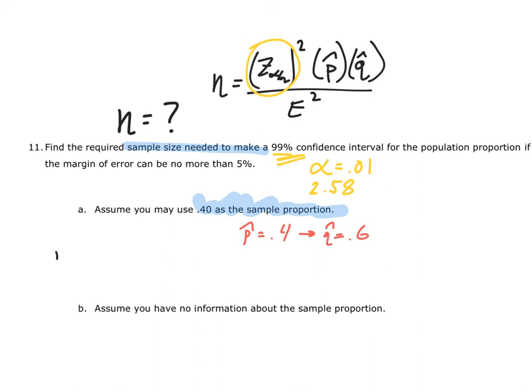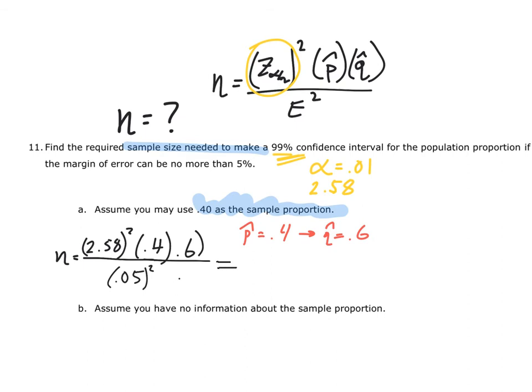I know that my n is equal to my zeta value, which was 2.58 quantity squared times p hat, which is going to be 0.4, times 0.6 for q hat, and I'm going to use the margin of error on the denominator. In this case, my margin of error is no more than 5%. That's the last statement there, so it's going to be 0.05 quantity squared. I'm going to do this numerator and denominator step by step on my calculator because I want to make sure that I get everything in there correctly.